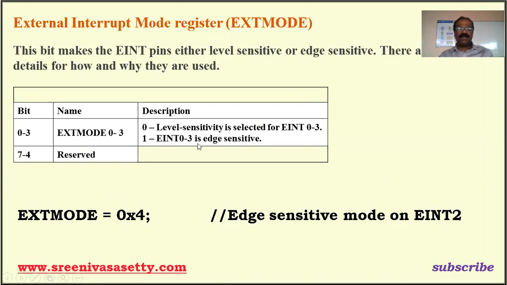So then what about edge sensitive? In this case, we are talking about edge sensitive, not level sensitive. Therefore, we have to make bit number 3, actually bit number 2. Here, bit 0 is for external interrupt 0, bit number 1 for external interrupt 1, bit number 2 for external interrupt 2. Therefore, we have to make bit number 2 equal to 1. I have to set bit number 2, so we configure external interrupt 2 as edge sensitive.